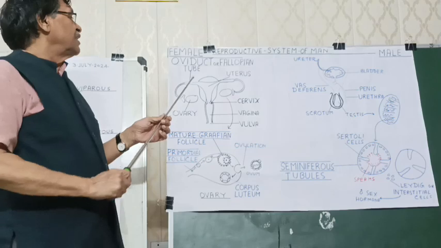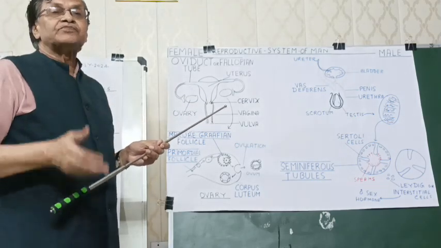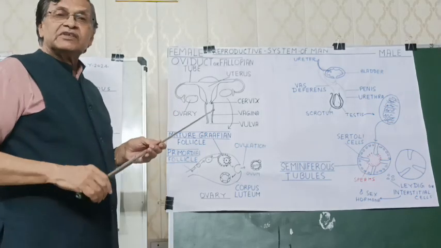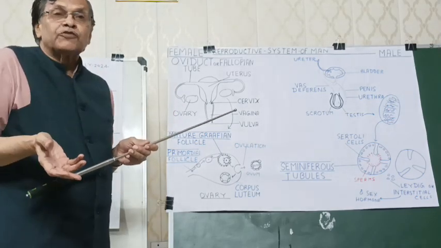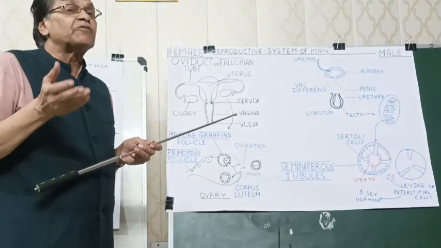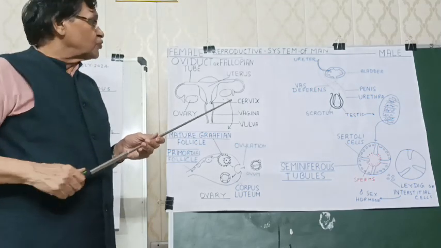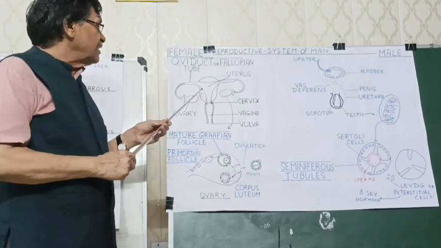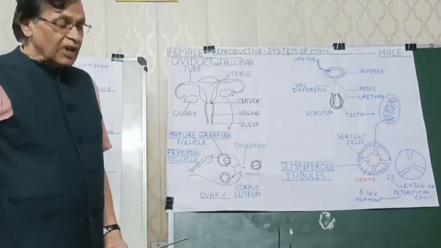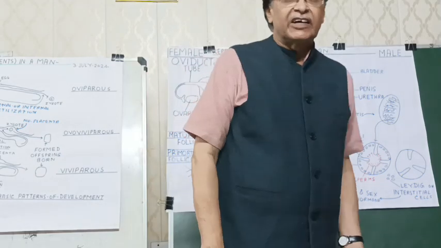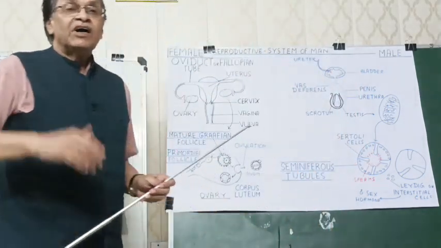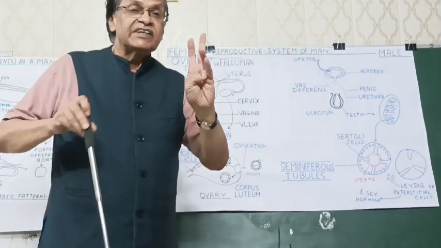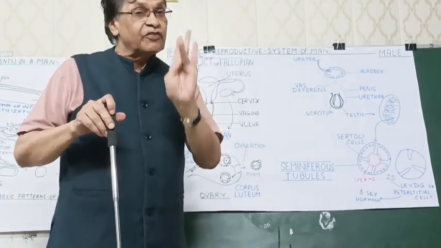After that, it starts dividing: 1 cell, 2 cell, 3 cell, 4 cell. This zygote contains only that much reserve food material which is sufficient for development up to 8-9 days. So on the 8th day, when it is at the blastula stage, it reaches here. One interesting fact is that the developing embryo has half genetic material of the mother and half genetic material of the father.